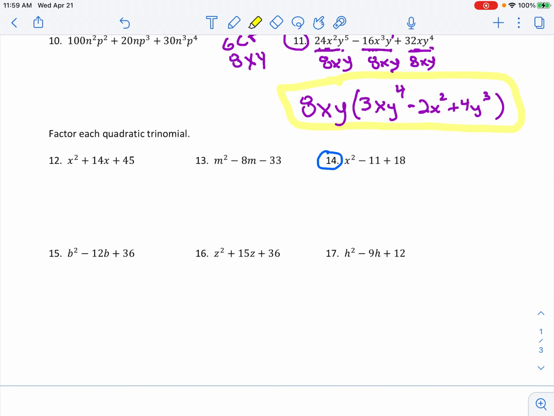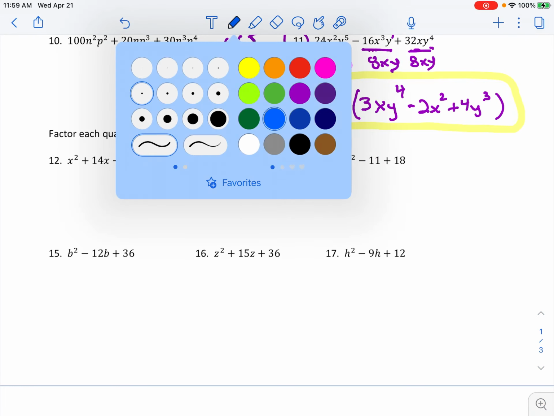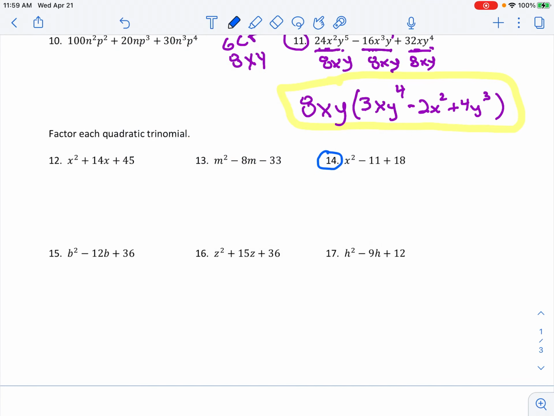Okay, the next problem says factor each trinomial. When you have a quadratic trinomial, that means you have 3 terms with degree 2. And when we have the simple ones, where the value in front of x squared is 1, then we can look for the 2 numbers that multiply to 18 and that add to negative 11. So I start listing factors of 18. Well, I think of 6 times 3. Well, that's going to add up to 9.